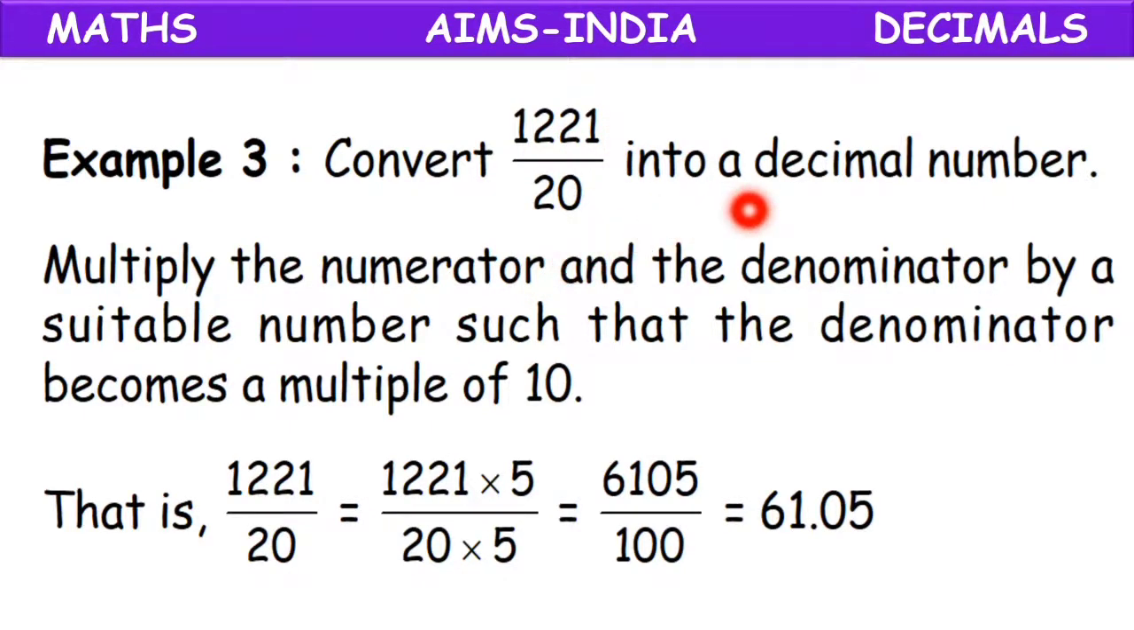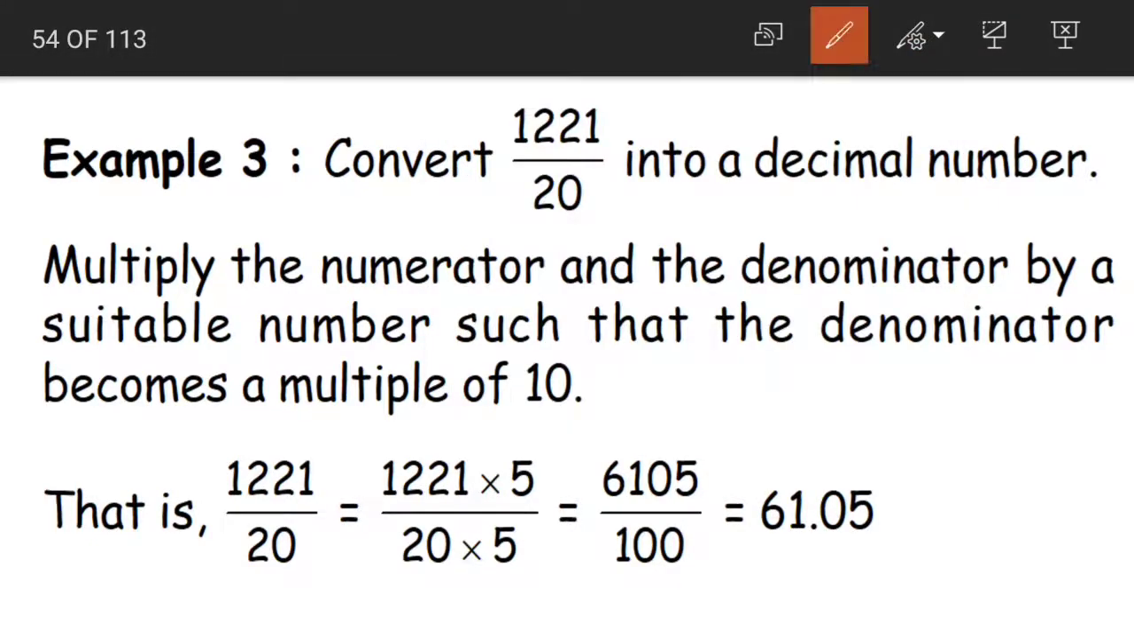Example 3. Convert 1221 by 20 into a decimal number. Again, the denominator here is 20. That is, it is not 10, 100 or 1000. So to convert this denominator into 10, 100 or 1000, we need to multiply the numerator and denominator by a suitable number such that the denominator becomes a multiple of 10.